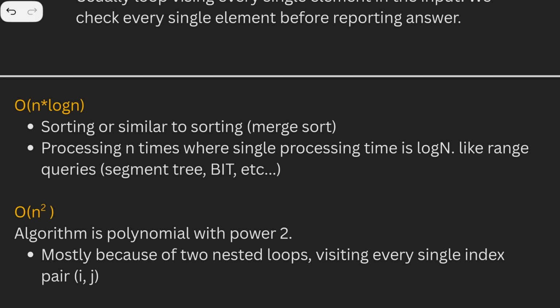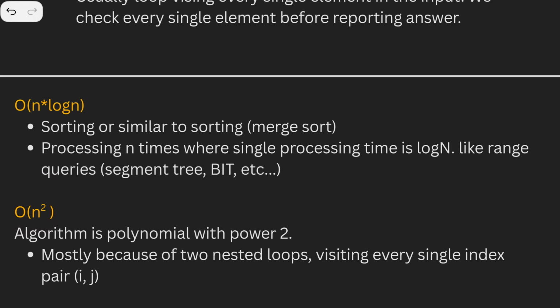After that we have n log n time complexity. Mostly sorting algorithms take n log n time complexity, like merge sort and quick sort. So you might be using a sorting algorithm somewhere. There are various other algorithms as well which take n log n time complexity, like segment trees. They take log n time complexity to answer a single query, right? And you might be processing n different queries. So your time complexity is going to be n log n.